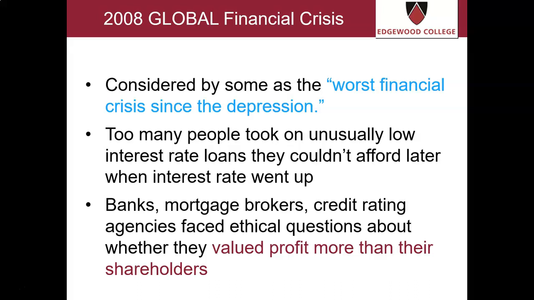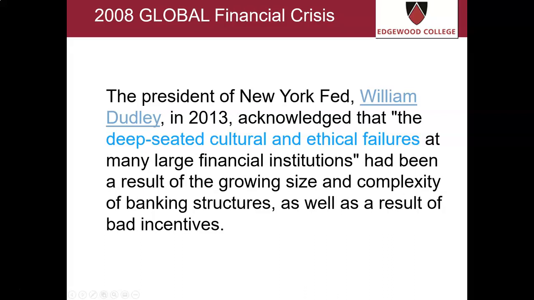A financial industry that bet against the banks almost put them all out of business, and taxpayers through our federal government had to bail them out. William Dudley in 2013 suggested that the deep-seated cultural and ethical failures at many large financial institutions contributed to the growing size and complexity of banking structures and led to bad incentives.